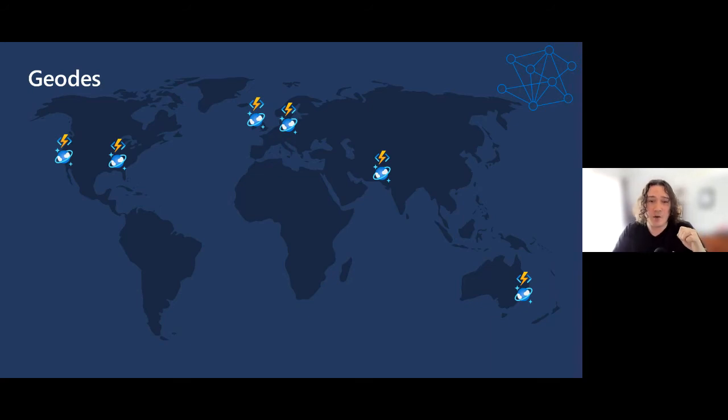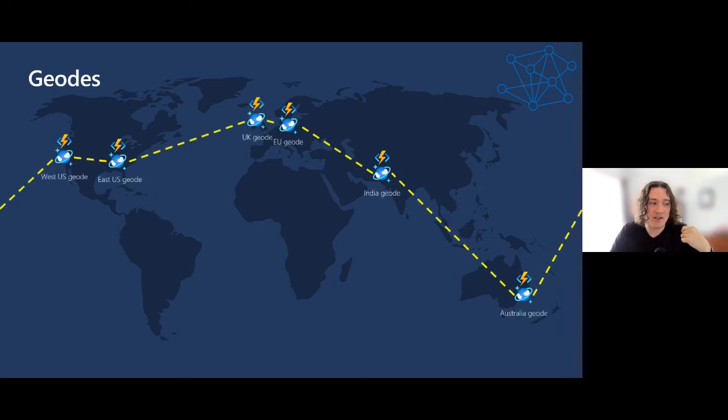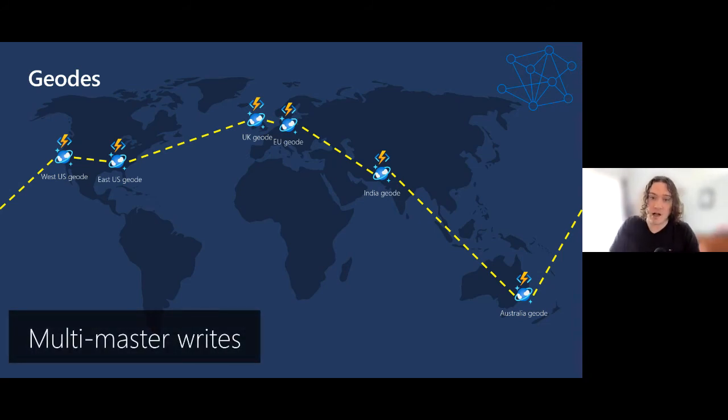Now, the key thing that distinguishes this from a stamp architecture is that each geode holds a copy of all of the data. So this relies on having some sort of backplane that's keeping all of that data in sync across all of these different databases. Cosmos DB, very conveniently, provides this feature in the form of multi-master writes. So I think Amanda mentioned that before. Most databases don't have this feature.